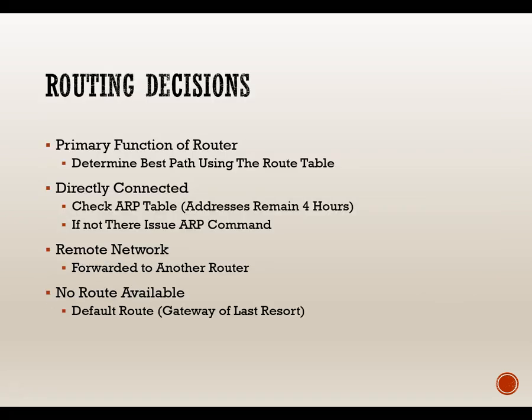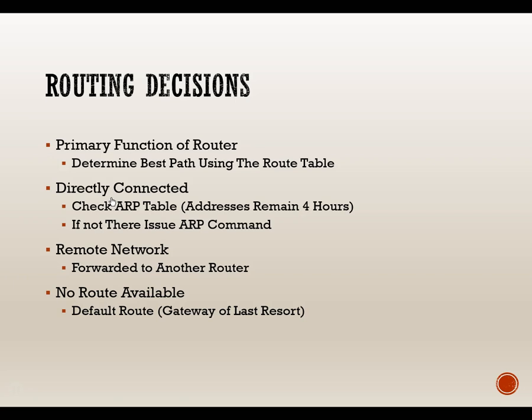So when we go here, the routing decisions, the primary function of the router is to determine the best path using the route table. And okay, so what does this mean? The best path based upon metrics that we'll use, and we'll talk about metrics a little bit later. And directly connected, it may have directly connected networks, and it's going to use the ARP table in order to know where to send those things.